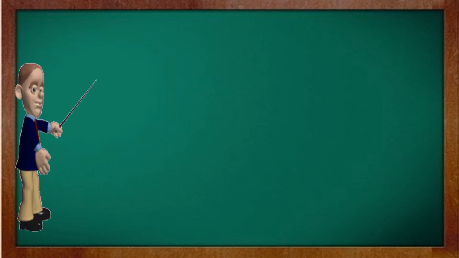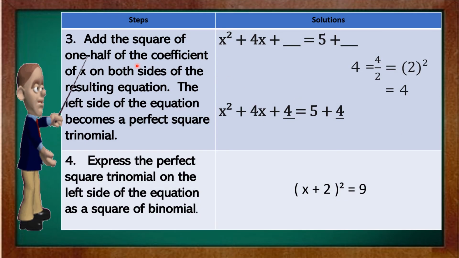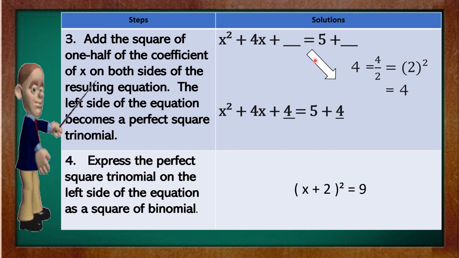Okay, our third step is add the square of 1/2 of the coefficient of x on both sides of the resulting equation. The left side of the equation becomes a perfect square trinomial. So our left side is x squared plus 4x. Then our right side is 5. So we're going to write plus blank equals plus blank. So meaning what must be added to make it a perfect square trinomial? So how do we get the last term?